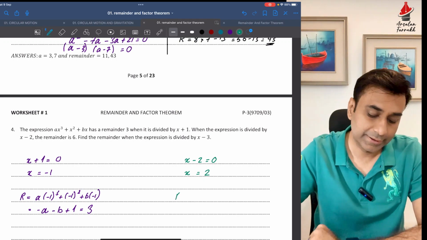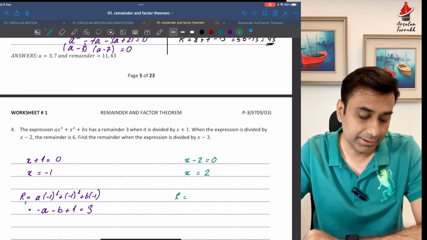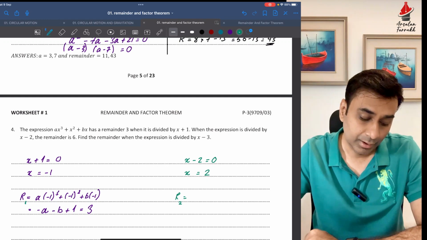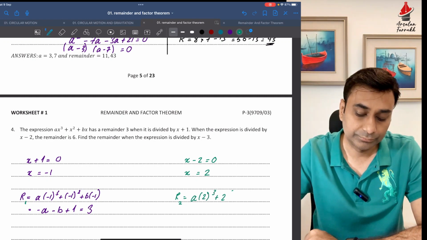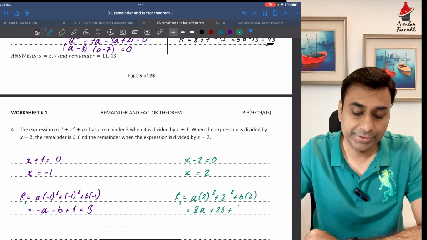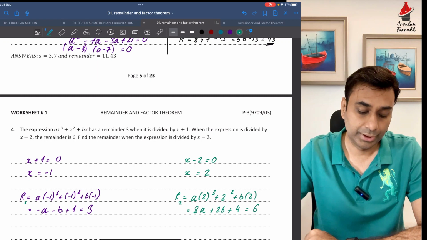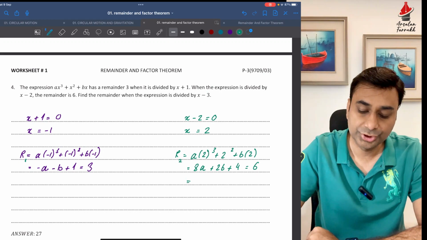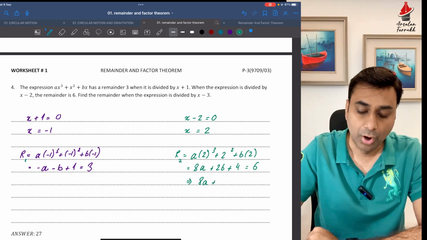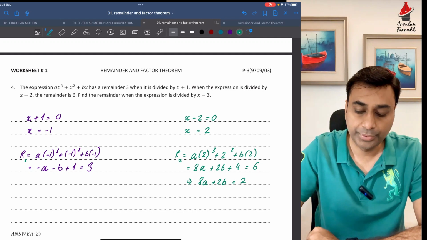Let's call this remainder 1, let's call this remainder 2, and this remainder 2 is going to be a times 2 cube plus 2 square plus b times 2, and that's going to become 8a plus 2b plus 4, and this is now going to be equated to 6. So you can sort of simplify both the equations. This equation can be simplified as 8a plus 2b is equal to 2, or 4a plus b is equal to 1. I can call it equation number 2.